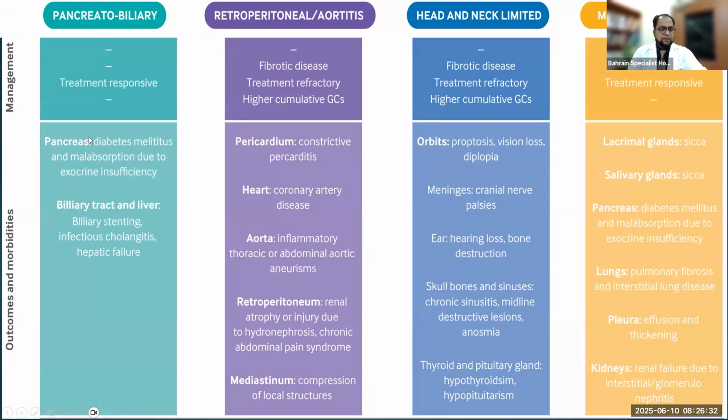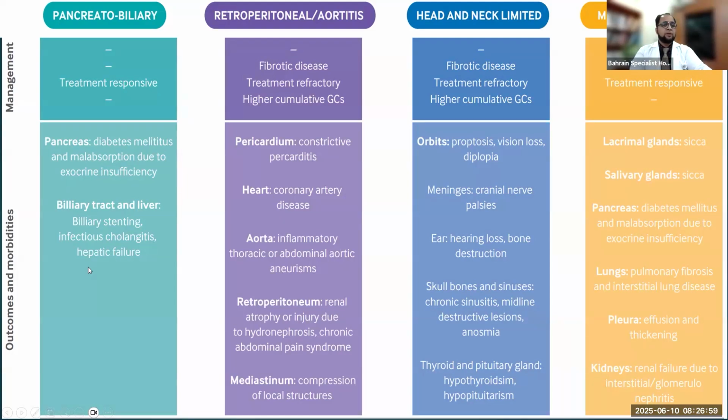So one more advantage in categorizing is that there was better disease outcome in pancreaticobiliary and the systemic phenotypes, while the retroperitoneal and head and neck were showing treatment refractoriness because of the increased fibrosis. And the clinical features of IgG4 depend upon the organ involvement.